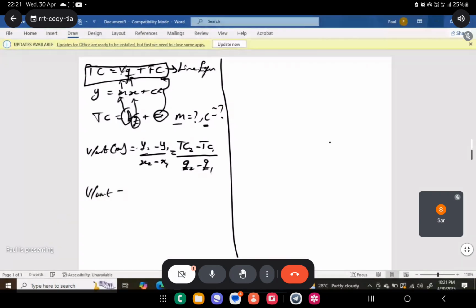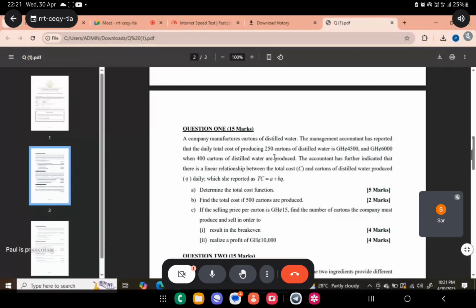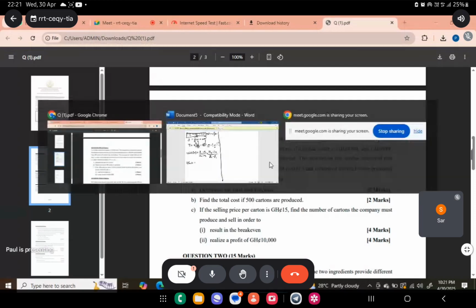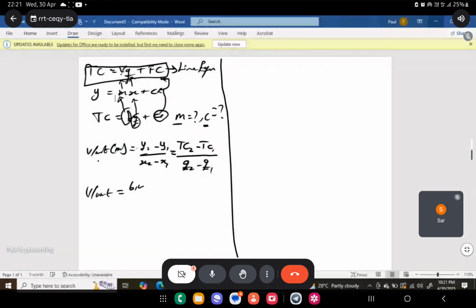So to get our variable cost per unit, we know our second total cost was 6,000. The first one was what? 4,500, and the second one is 6,000. So 6,000 minus 4,500 all over 400 minus 250.